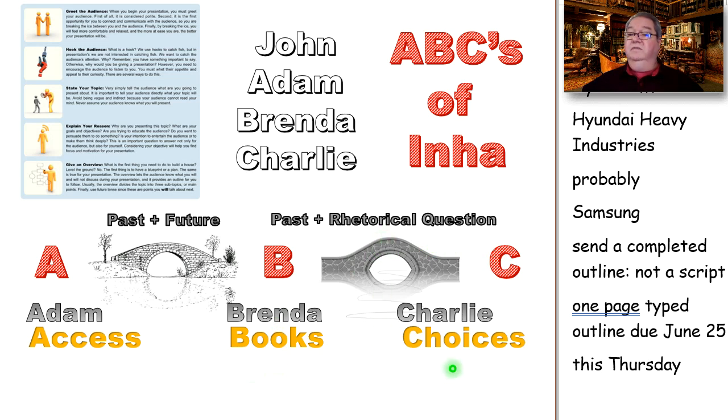So we also want to include Charlie here. So we can say, but Charlie, what kind of choices? What can you tell us about the choices on campus? Okay, so we've got the access, the books, and the choices. Then Charlie says, oh, Brenda, it's a great question. What kind of choices do we have?